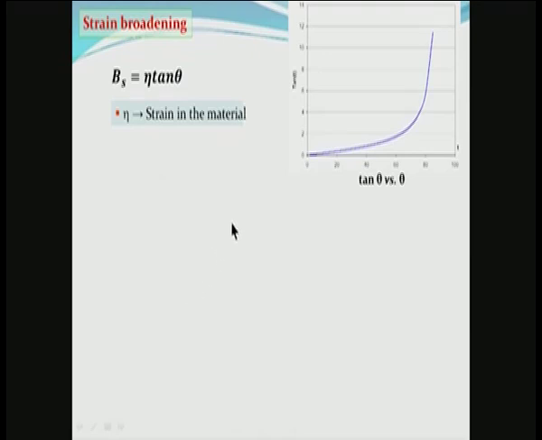Now, it can be shown that the broadening due to strain is given by B of S equal to eta tan theta, where eta is the strain in the material. Again, we show here a graph of tan theta versus theta to see how this B of S varies with theta, and you can see that as theta approaches 90, tan theta goes to infinity; there is a sharp increase in tan theta over here.